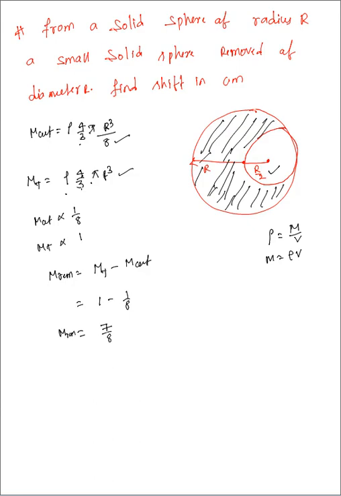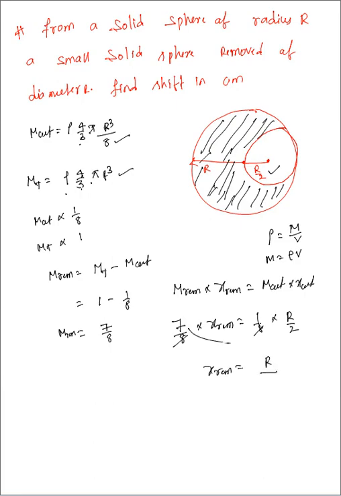Now let me apply the law. What is the law? M remaining into x remaining is equal to m cut into x cut. So m remaining, how much do we have? 7 by 8 into x remaining, the shift we need to calculate. M cut value is 1 by 8 into x cut. X cut value is nothing but R by 2. So 8 will get cancelled. X remaining equals R by 14, as the 7 goes to the denominator. So this is the answer for this question.